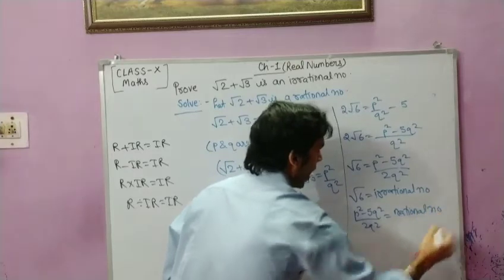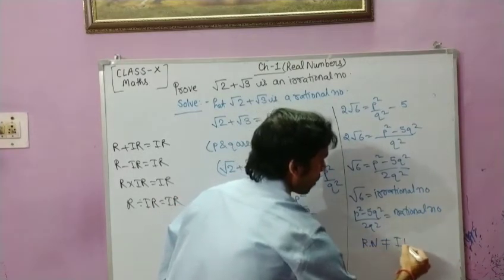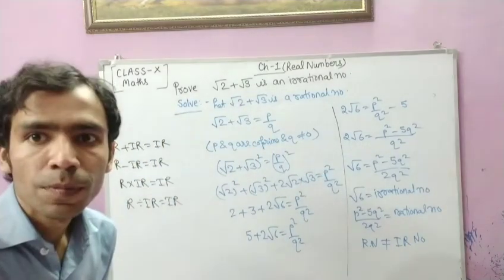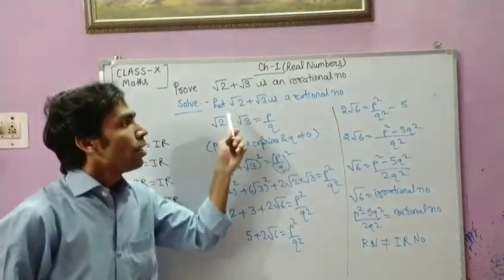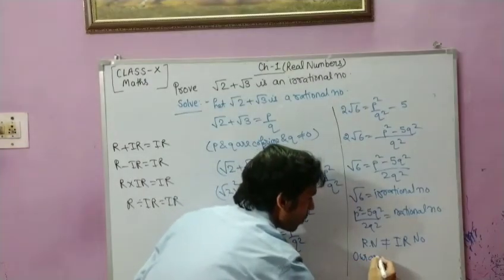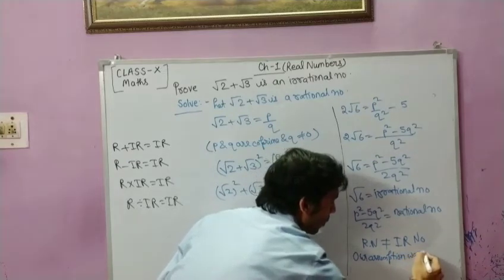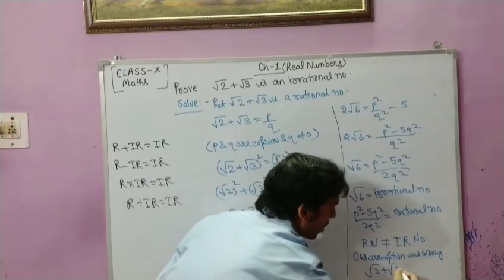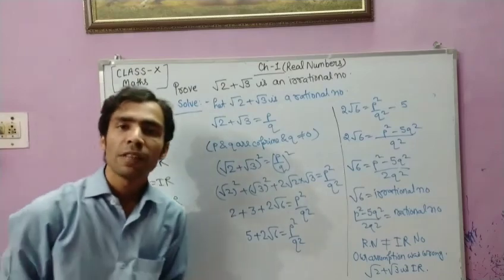And a rational number cannot be equal to an irrational number. So we can say our assumption was wrong. So root 2 plus root 3 is irrational. So in this way student, we can solve this type of question.